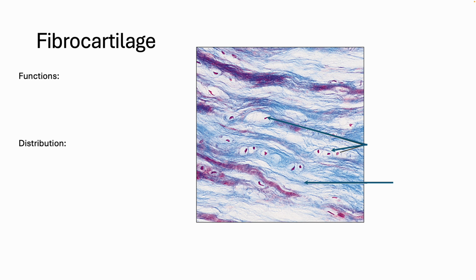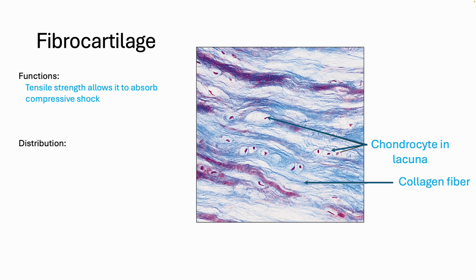Fibrocartilage is similar to hyaline, but less form. It is going to have thick collagen fibers that predominate, and you'll still see the chondrocytes in the lacuna. The function: it provides tensile strength that allows it to absorb compressive shock. Thus, you would find it in the intervertebral disc, the pubic symphysis, the disc of the joint, places that will have compression forces regularly put on them.